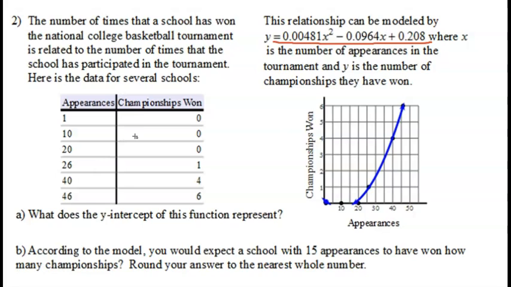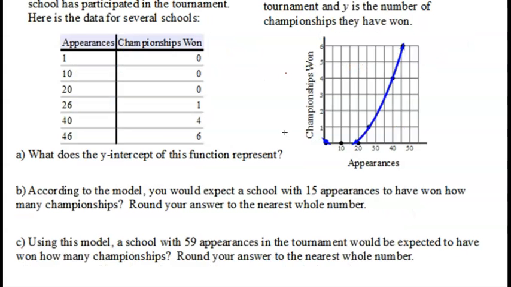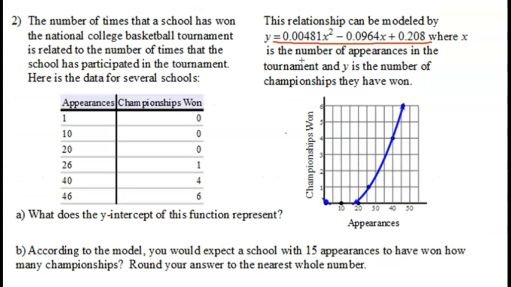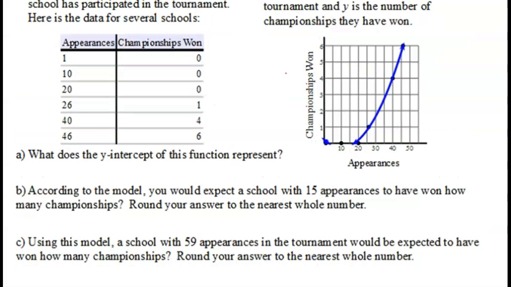Notice in this problem you don't have to do anything with the table at all with Desmos or TI Inspire because they already give you that equation. It wants you to just interpret the equation and apply it. On A, it says, what does the y-intercept of this function represent? The y-intercept basically means with 0 appearances, you have 0 championships won.